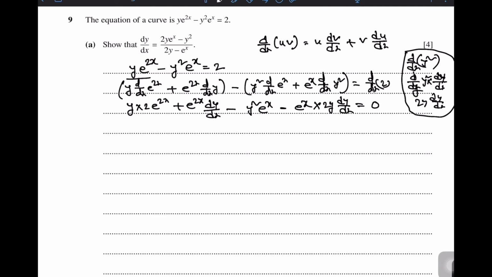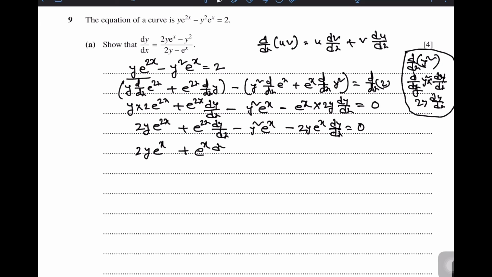Let me arrange: 2y e to the power 2x plus e to the power 2x dy dx minus y square e to the power x minus 2y e to the power x dy dx equals 0. Now we will make dy dx the subject.